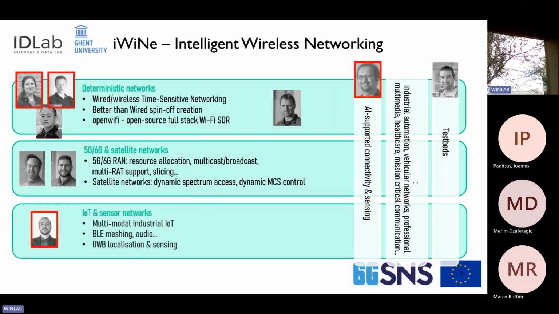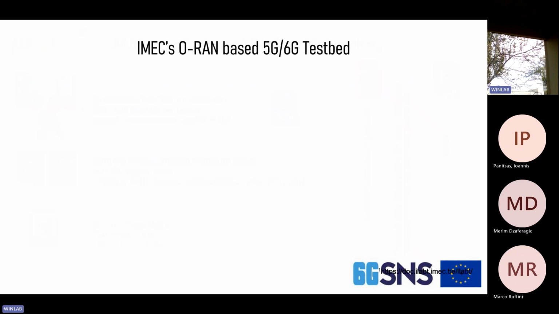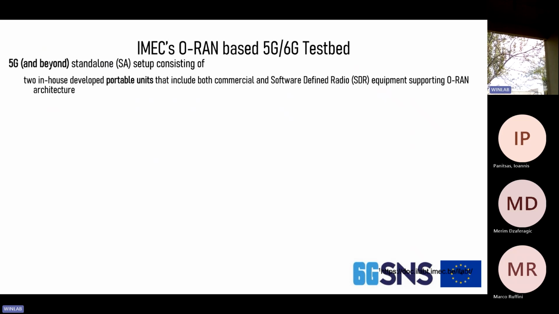From the Ghent side, this is our expertise. You see that we work on different things: deterministic networks, 5G, 6G, and IoT. I'm leading AI/ML for the connectivity and sensing part, which crosses the whole thing, from deterministic networks, 5G, 6G, and IoT. In our group we have 4 professors, including me, and almost 35 plus people, including postdocs, PhDs, and researchers.